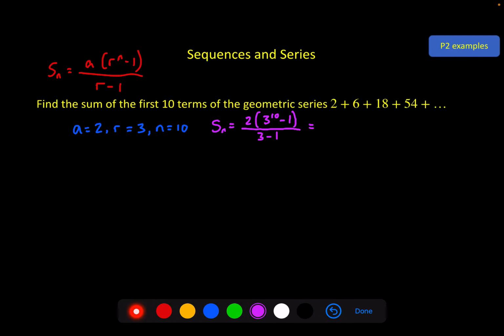And this is obviously going to be a very big number, because if you think about what we're doing here, the geometric series gets very big very quickly, and we're adding all of the terms together. So I'm expecting quite a large number, and it is 59,048.